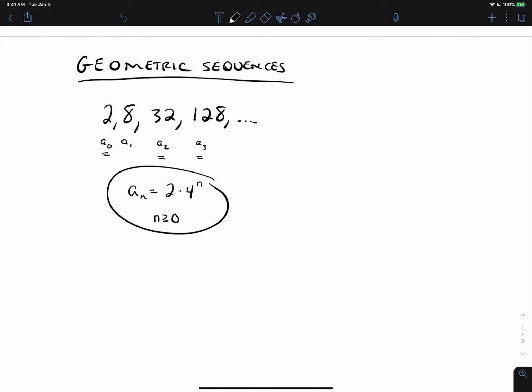You could use braces if we wanted to use those. We could write 2 times 4 to the n from n equals 0 to infinity. If we wanted to start at 1, so if we wanted to call this a1, a2, a3, a4, we can do that as well. But now for the first term, a1, you don't multiply at all. For the second term, you only multiply by 4 once. For the third term, you multiply by 4 twice. So we're going to do 2 times 4 to the n minus 1. And this is for n greater than or equal to 1.